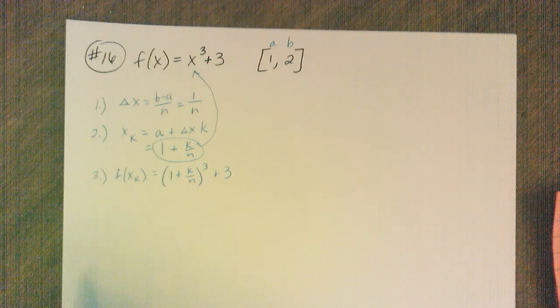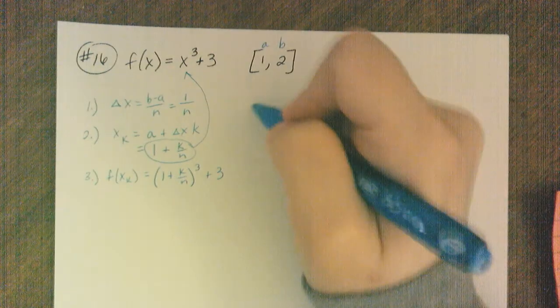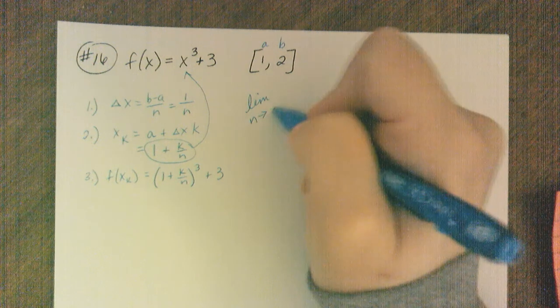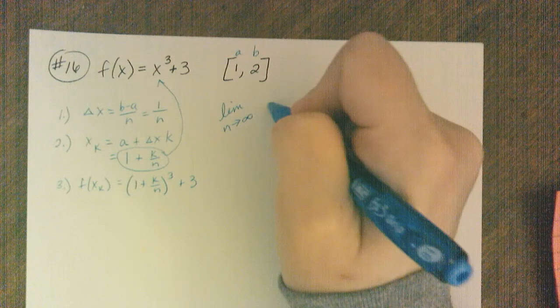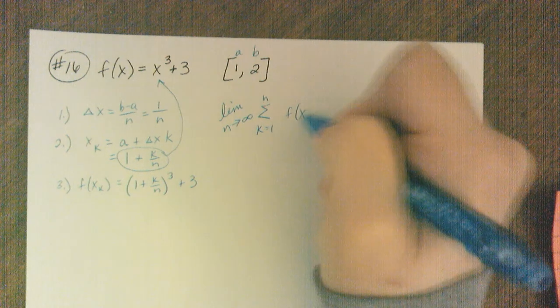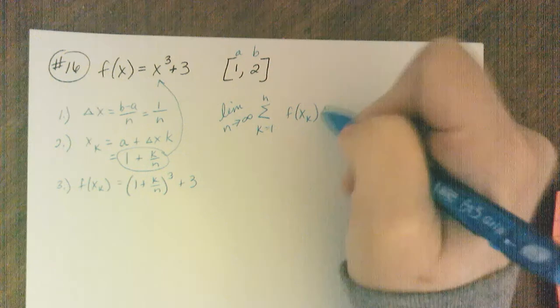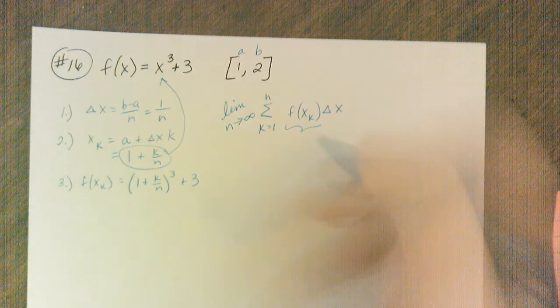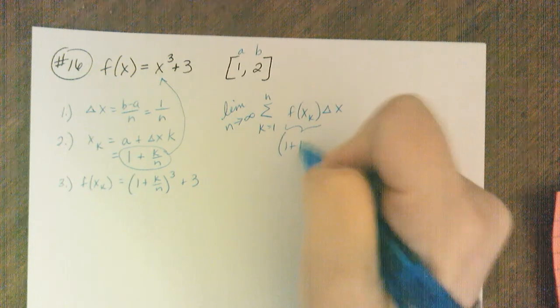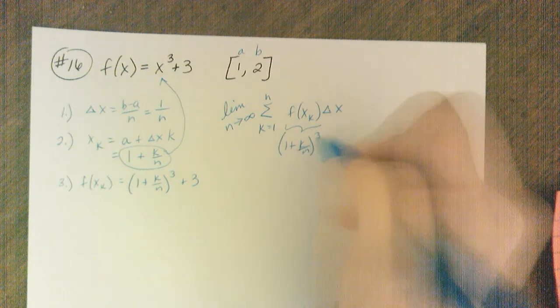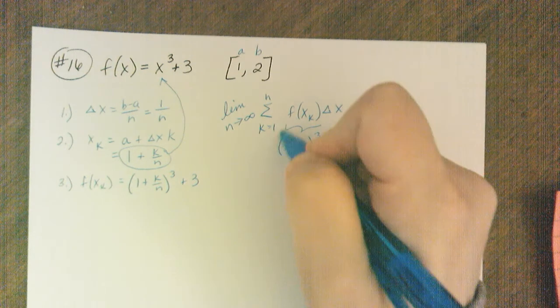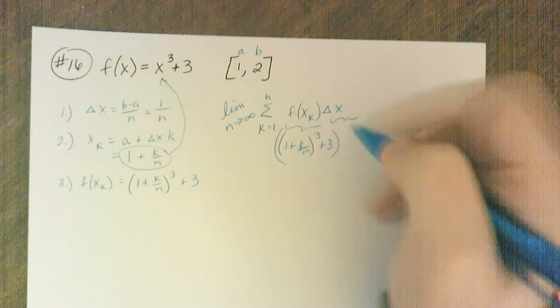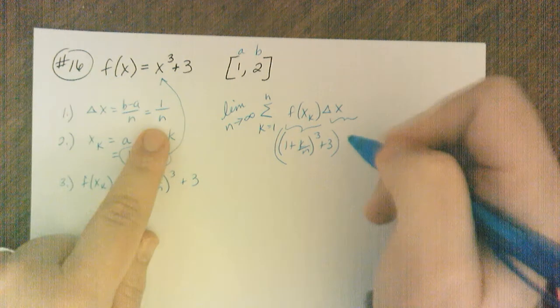All right, so now we have this. Let's write out this limit definition. So the limit as n approaches infinity of the sum from 1 to n of f of x sub k times delta x. Okay, we already found this. That is that right there. 1 plus k over n, cubed, plus 3. And then we're going to multiply it by delta x, which is 1 over n.